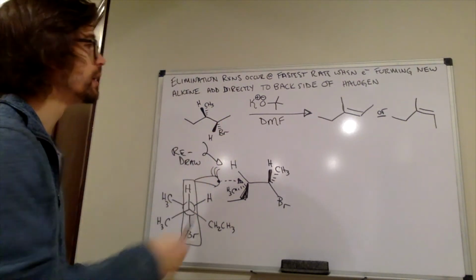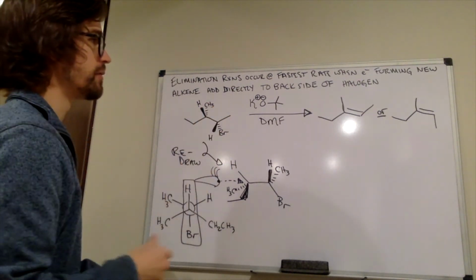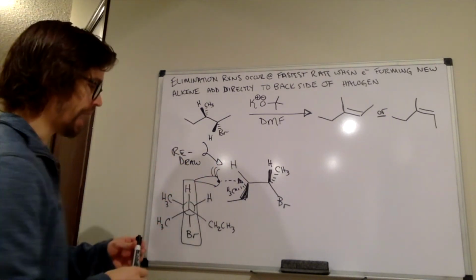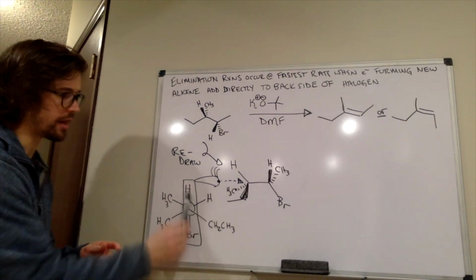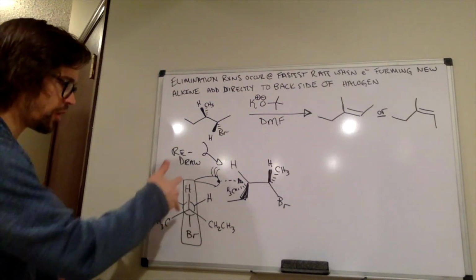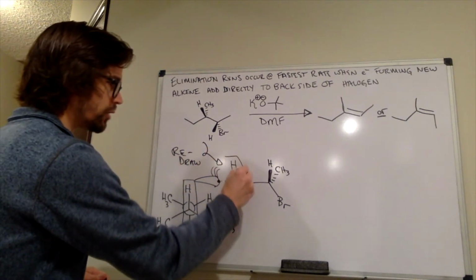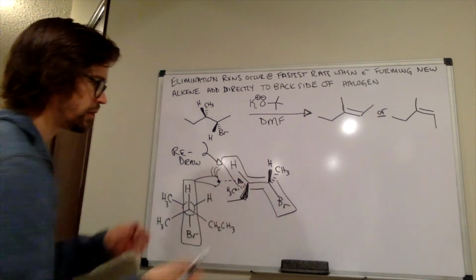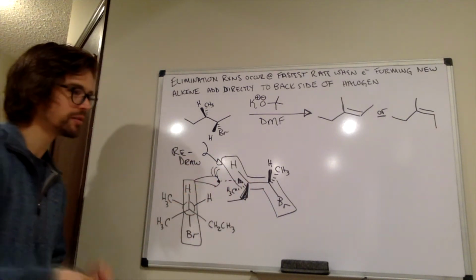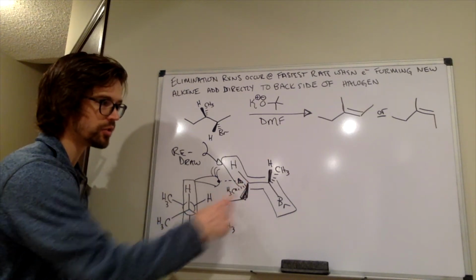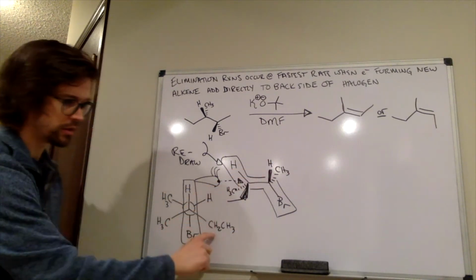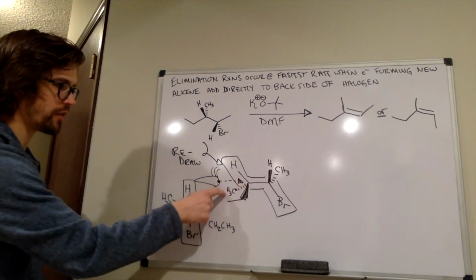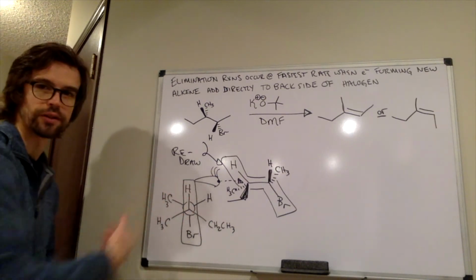Like we said at the beginning, elimination reactions occur at the fastest rate when electrons forming the new alkene are directly to the back side of the halogen. So the halogen's right here, and that hydrogen is directly behind it. What I have in this box, I'm also going to box in over here. So those are all in the same box. This wedged CH2, CH3 is with the wedged H, and this dashed CH3 is with the other dashed CH3. They're both dashes, going the same direction.